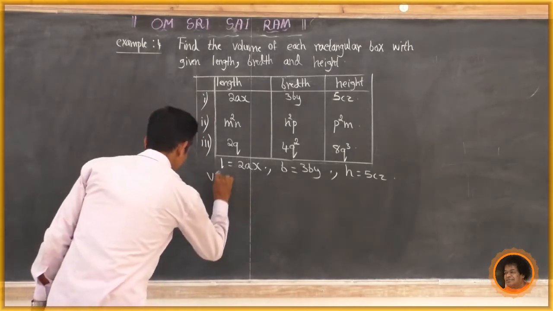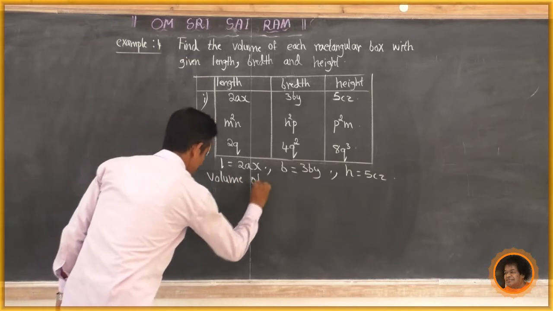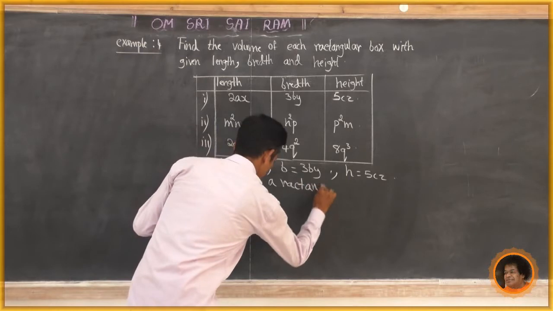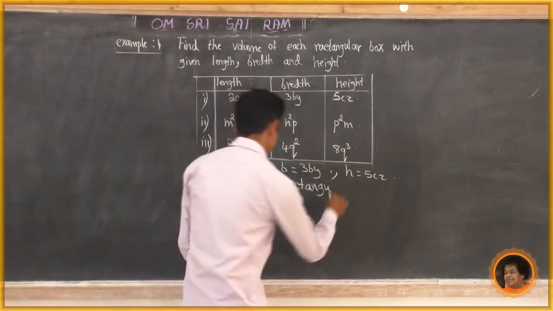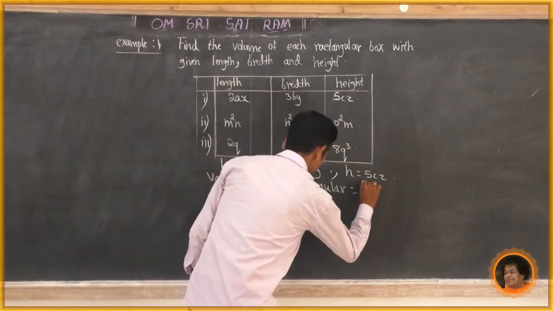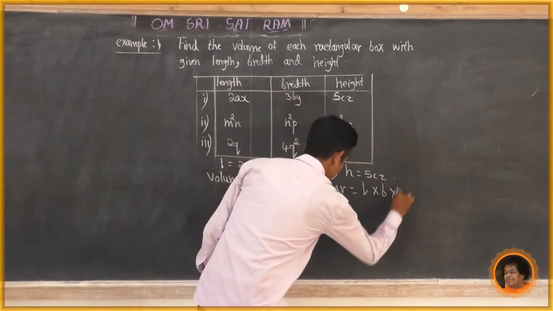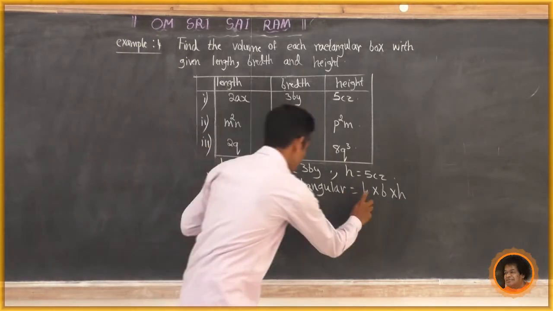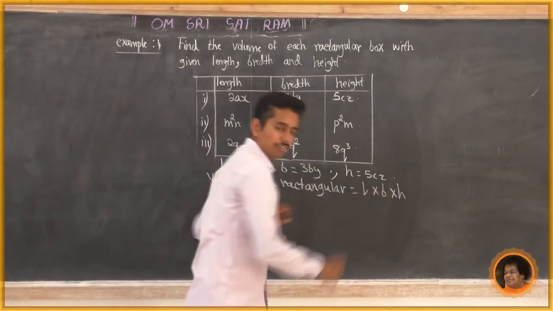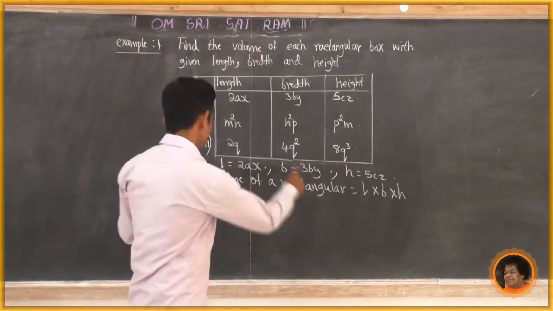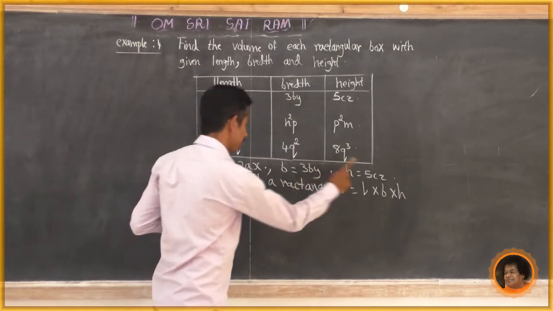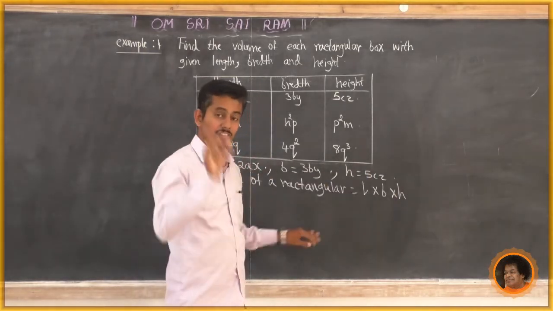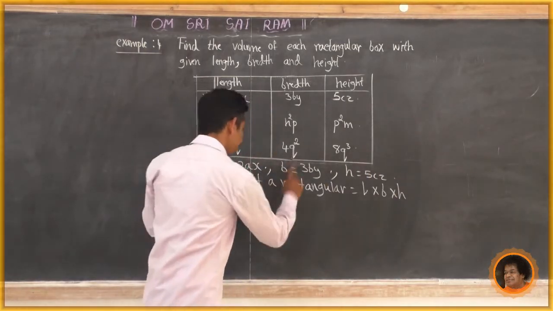So volume of a rectangular box equals L into B into H. It means length into breadth into height. Now you have to multiply, find the product of length into breadth into height. So L equal to 2ax, B equal to 3by, H equal to 5cz. So L into B into H, what is the meaning? Find the product of L, B and H.